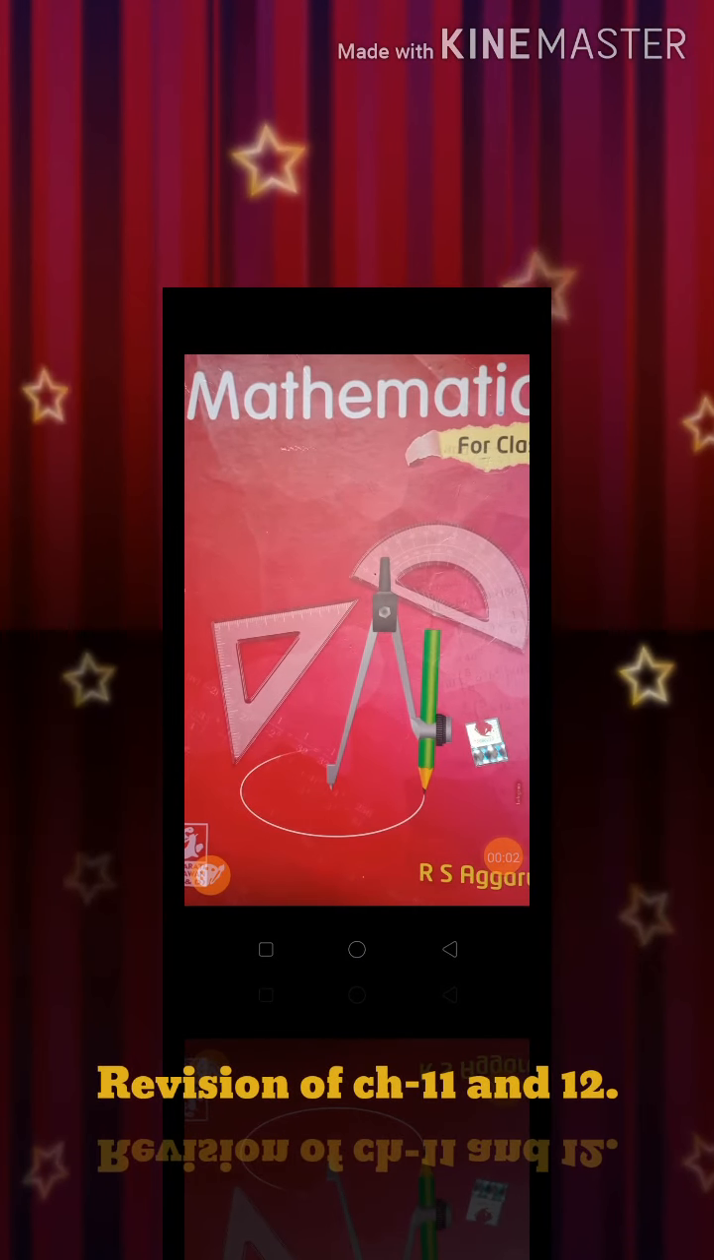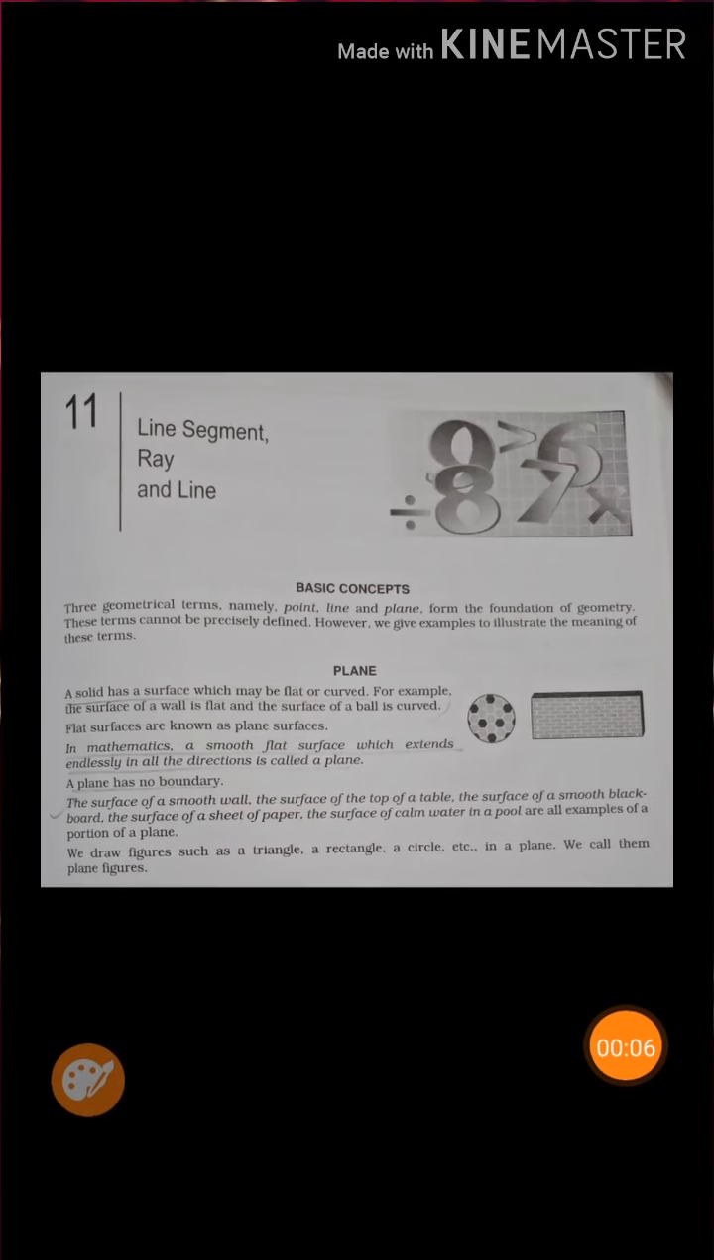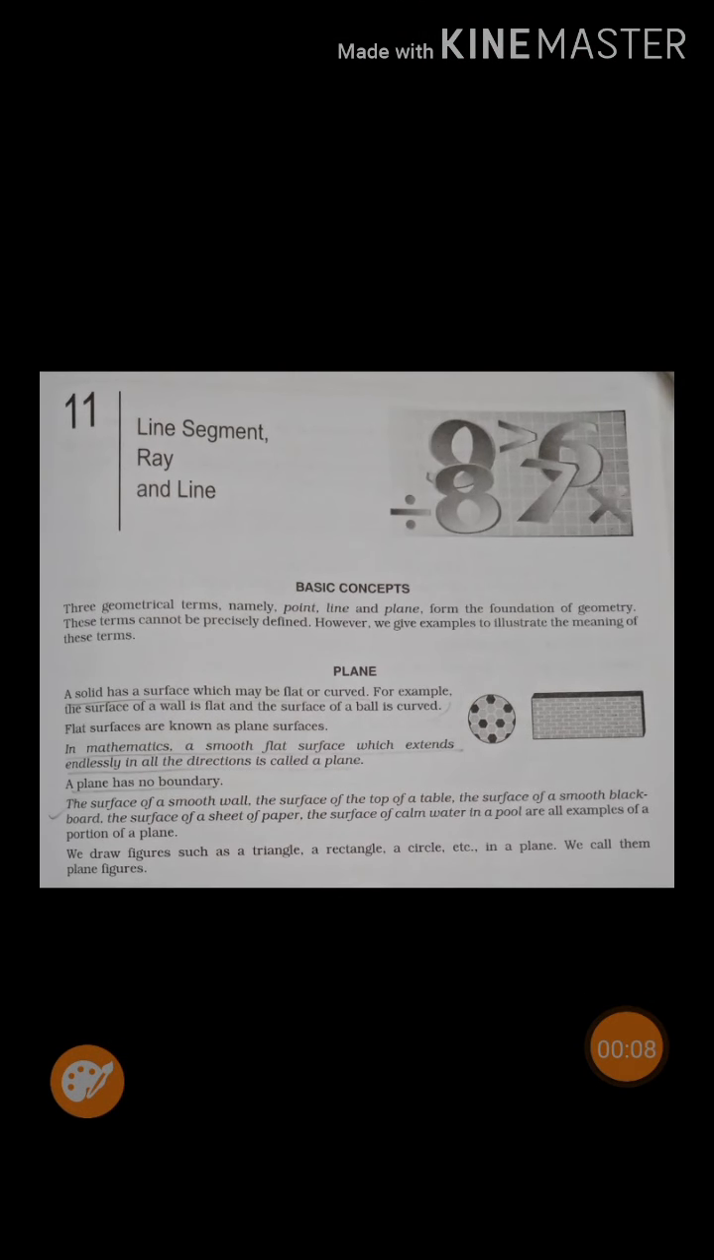Good morning, students. Today we are going to revise chapters 11 and 12. Chapter 11: line, segment, ray and line.